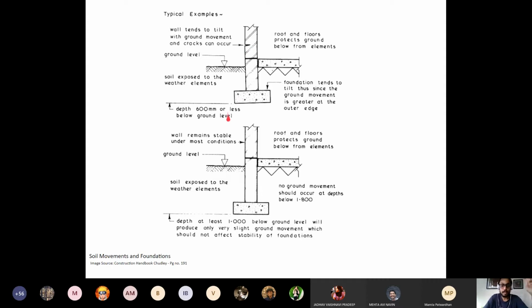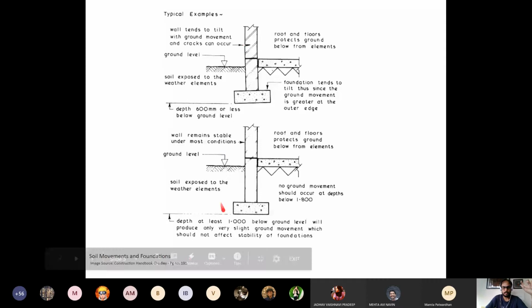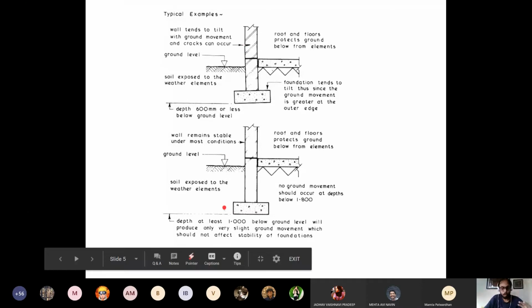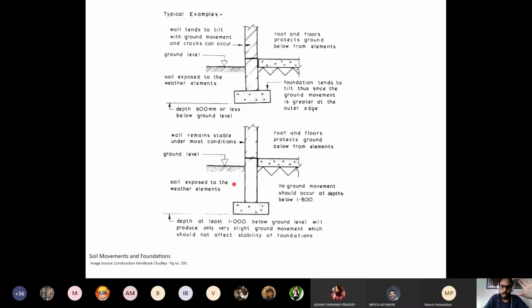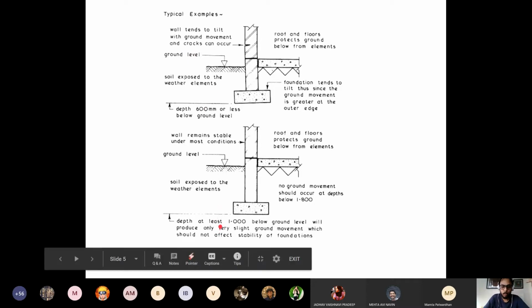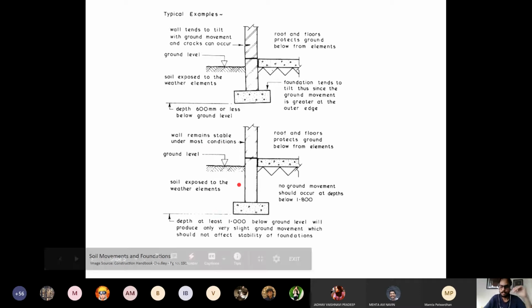Okay, that's one. If your foundations are kept at a depth which is 1 meter or below, generally those settlements are not observed. Okay, this is to remember. A foundation which is kept at a depth of 600 mm or less, you're going to find settlements due to weathering. Foundations which are kept below 1 meter, generally you are not going to get those kinds of settlements happening.